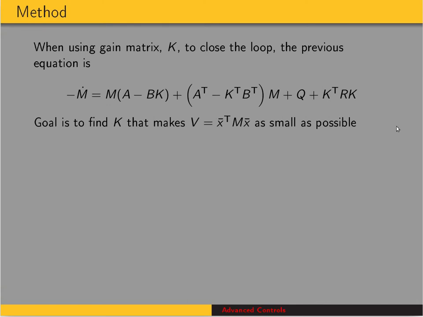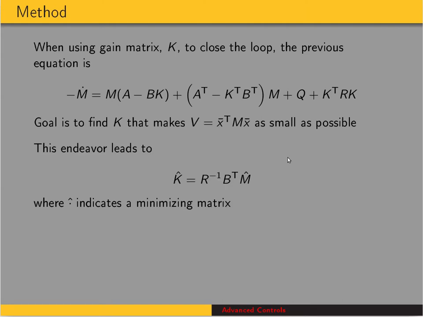And again, our goal is to find some value of the matrix K that gives us the smallest possible V. And again, V is x bar transpose M times x bar. And I left off the term showing that this x bar depends on the initial time, and M depends on the initial time and the terminal time.